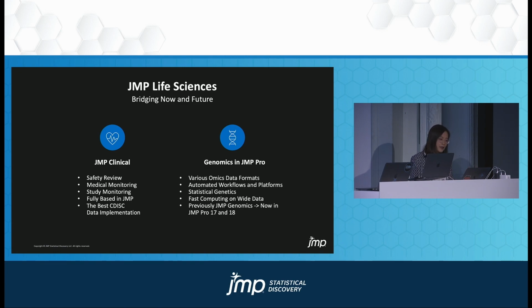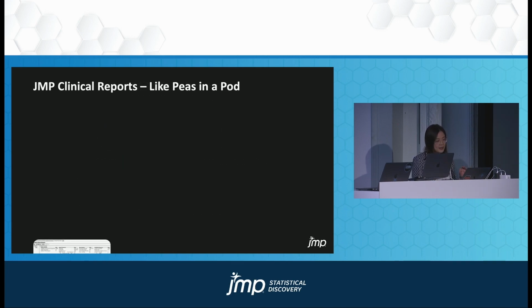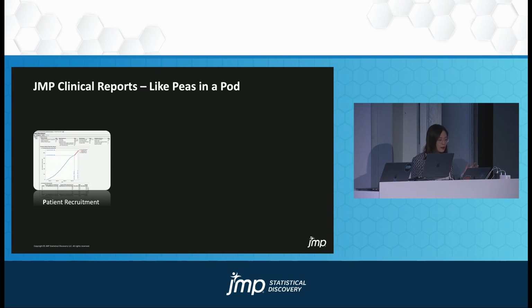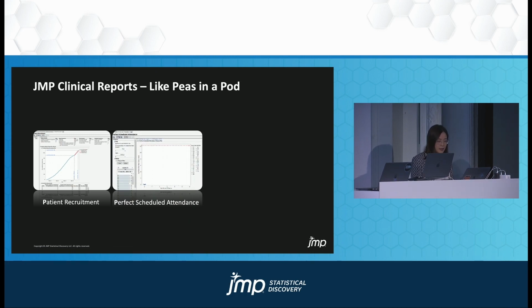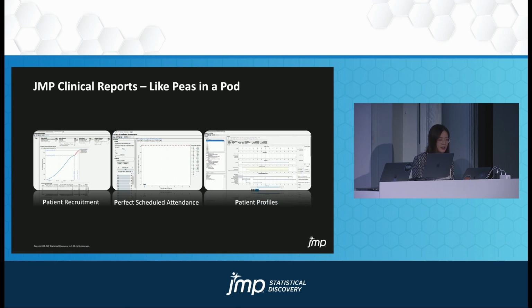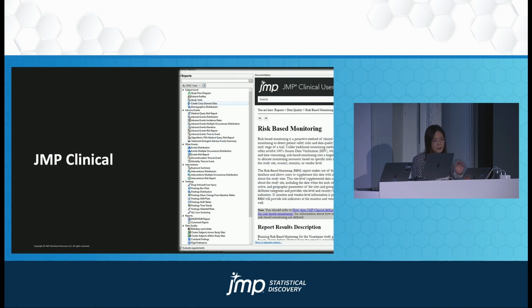We can also explore genomics features in JMP Pro, from easy data importation to fast and automated workflows and platforms. And there are plenty of new features in JMP Clinical 18, including tools like the data mapping tool, the clinical reviewer tool, and many reports like the risk-based monitoring report, the drug-induced liver injury report, and more.